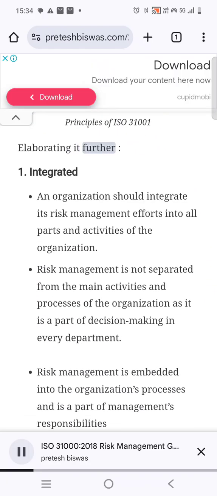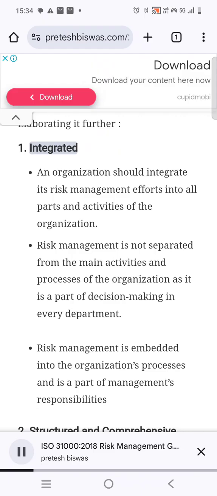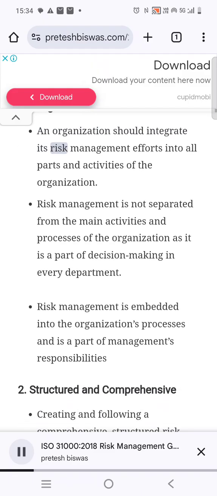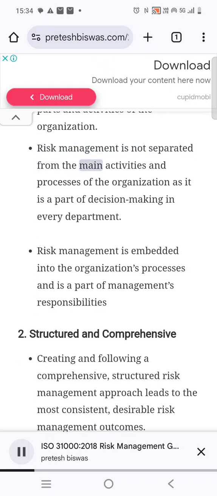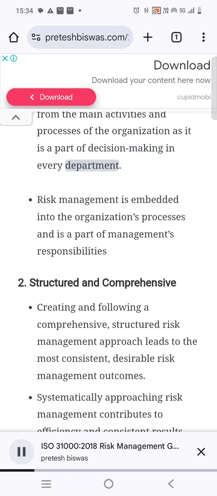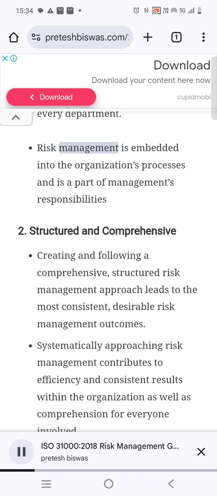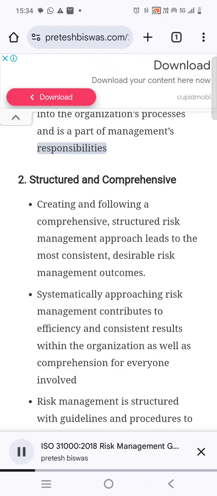Elaborating it further. 1. Integrated. An organization should integrate its risk management efforts into all parts and activities of the organization. Risk management is not separated from the main activities and processes of the organization, as it is a part of decision making in every department. Risk management is embedded into the organization's processes and is a part of management's responsibilities.